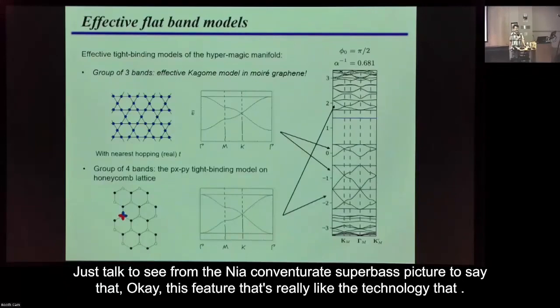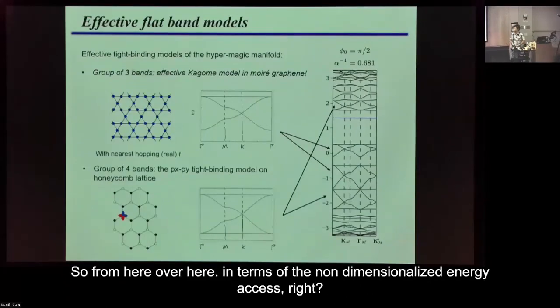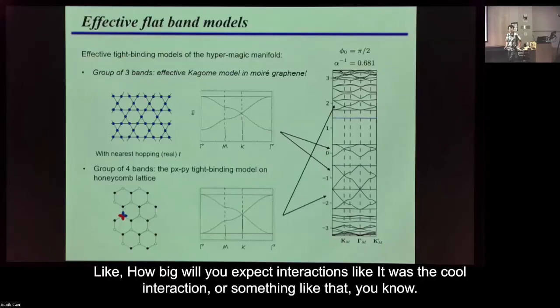So from your plot over here, in terms of the non-dimensionalized energy axis, how big would you expect interactions, like from the Coulomb interaction, to be compared to the bandwidth of the bands?